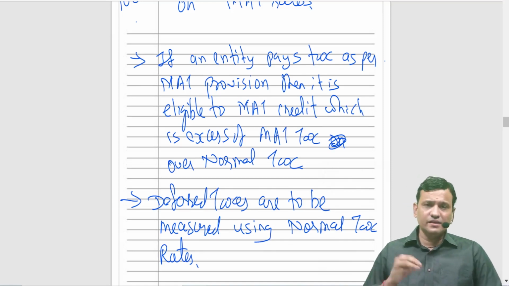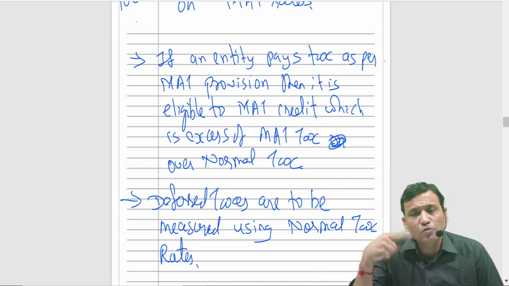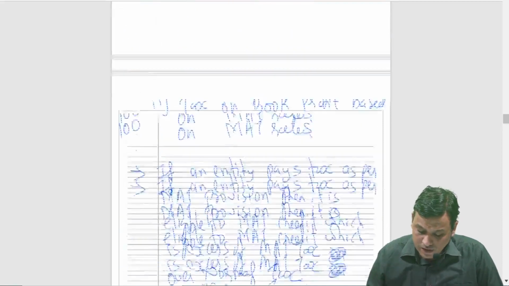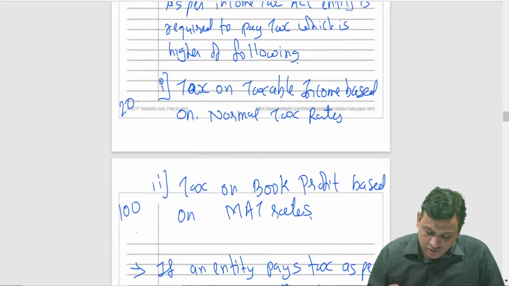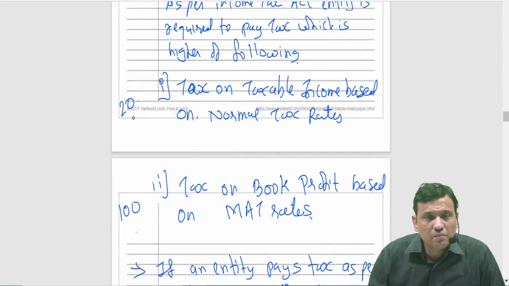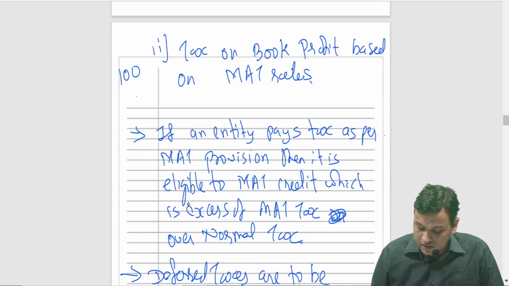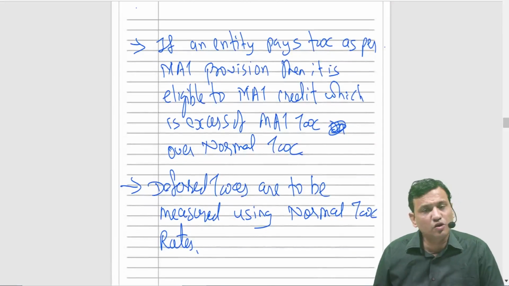So if the MAT rate is say 15% and the normal tax rate is 30%, but MAT tax is on book profit and normal tax is on taxable income. My dear students, we will be paying tax based on whichever is higher. So the day I pay tax based on MAT profits, I'm going to get MAT credit also, which is the excess of MAT tax over normal tax. So deferred taxes should be measured using normal tax rates.